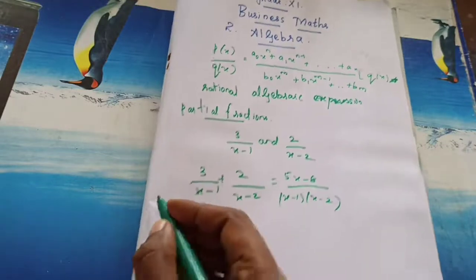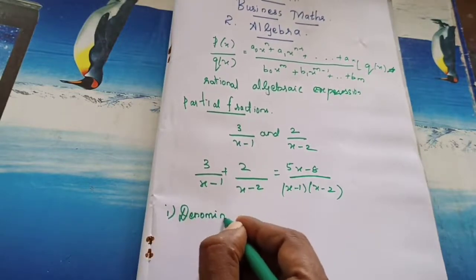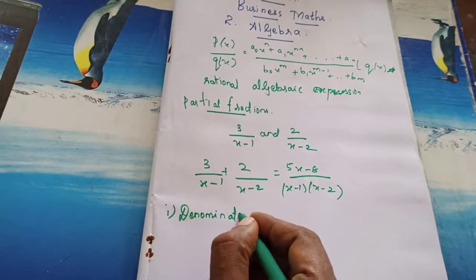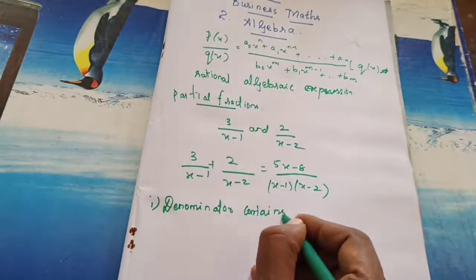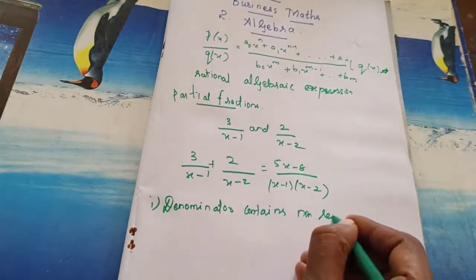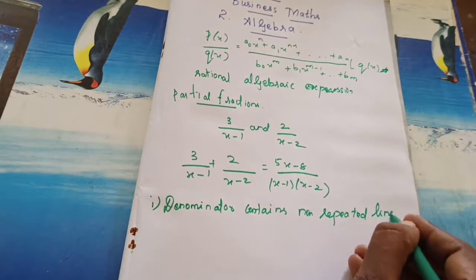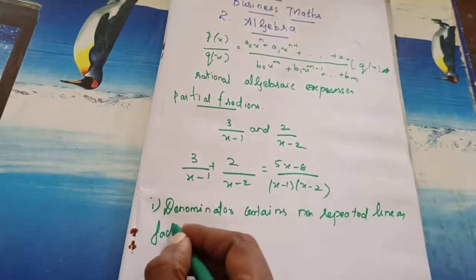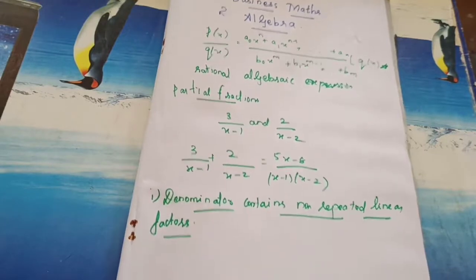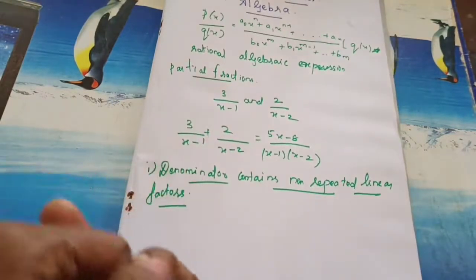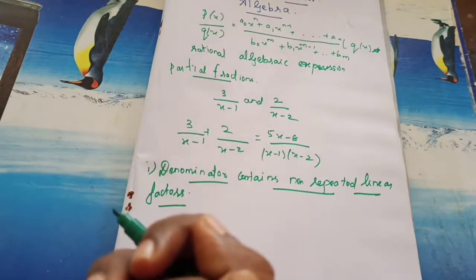So the first type is where the denominator contains non-repeated linear factors. What's the first type? The denominator contains non-repeated linear factors.